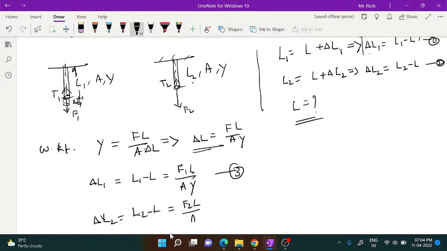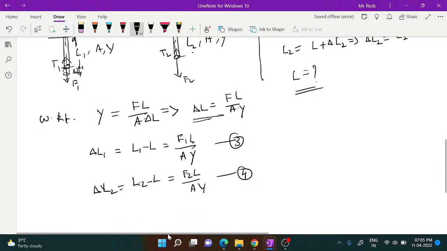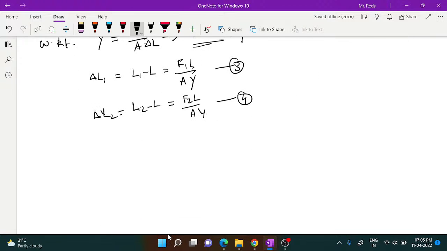F2 L by AY. Let's take this equation 4. Now if we take the ratio of this, we get delta L1 by delta L2 is equal to 3 by 4, which implies (L1 minus L) divided by (L2 minus L) is equal to F1 L by AY over F2 L by AY. These are all common, so L by AY gets cancelled, and finally you get F1 by F2.